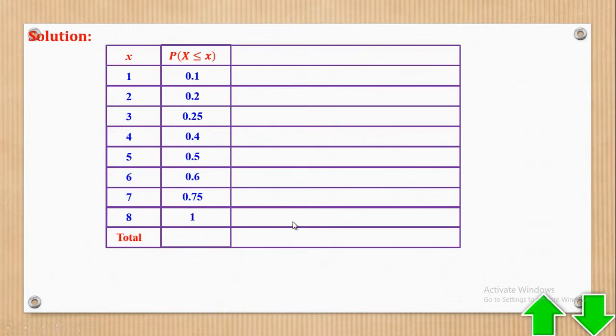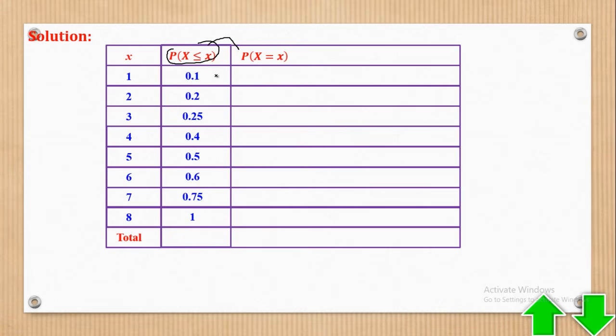Now next is to get the corresponding probabilities from the cumulative probabilities. So previously we saw how to get cumulative probabilities from discrete probabilities, but now we are given cumulative and we have to get corresponding probabilities. So that means that we keep on subtracting. Previously we were adding, now we are going to subtract.